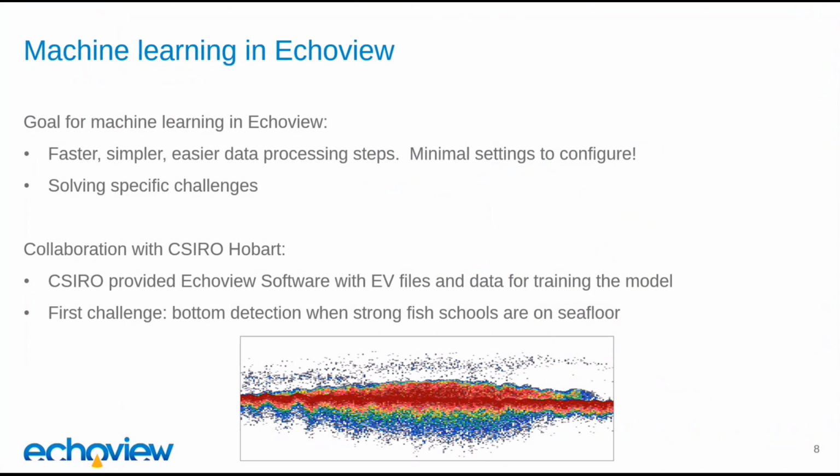Moving on from image exports to machine learning, which is a topic that a lot of people are really interested in. Thank you very much for your interest in this. And obviously, machine learning is a really big topic in a lot of industries and research and so on lately. And that got us here at Ecoview thinking, how can we use machine learning to help people using our software? And ultimately, what we understand it to be is to have the goal of making data processing faster and simpler and easier.